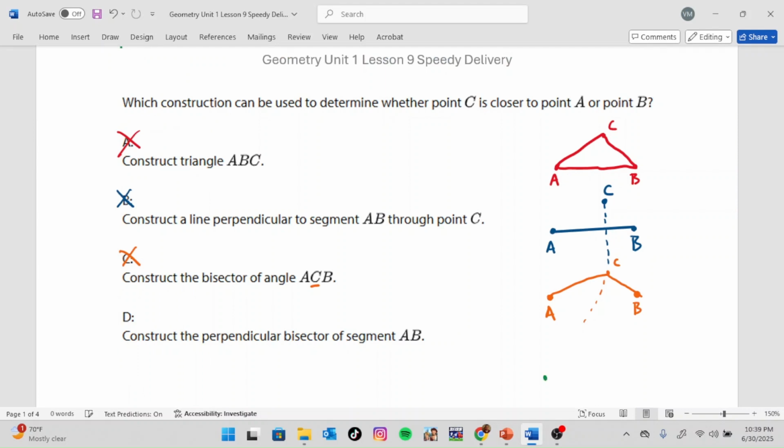I've got my point A. I've got my point B. I've got my point C. We're going to construct the perpendicular bisector of segment AB. So we're going to draw segment AB. We're going to find the halfway point, and we're going to draw the perpendicular bisector.